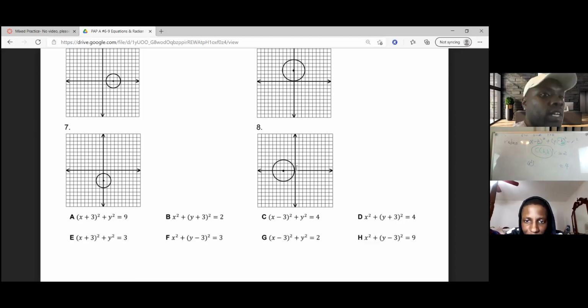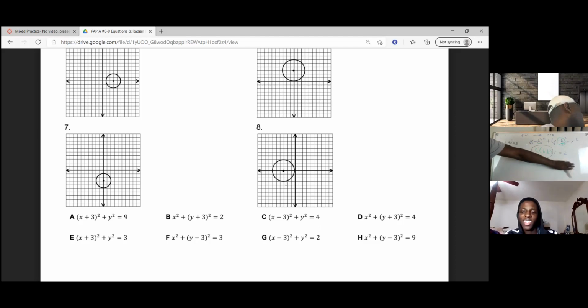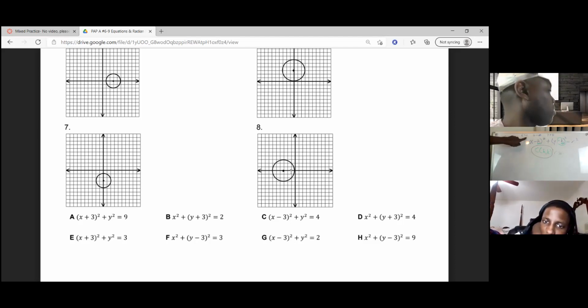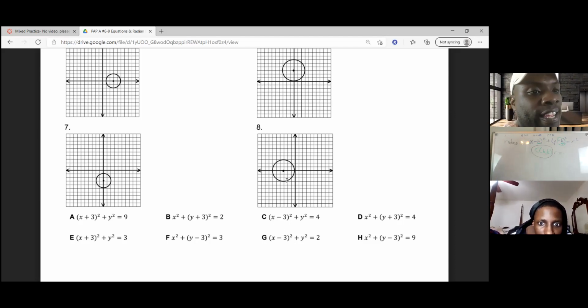We got 8. This time Y is 0. So it either has to be A, E, C, or G. Well, we know it's not C because we already used C for 5. So you said it would be A or E or G. Okay.